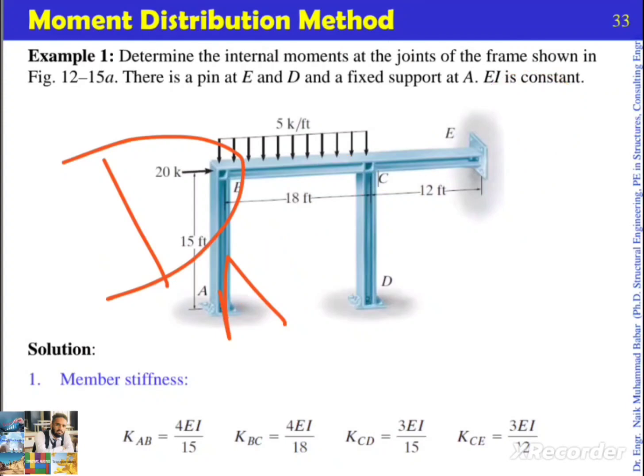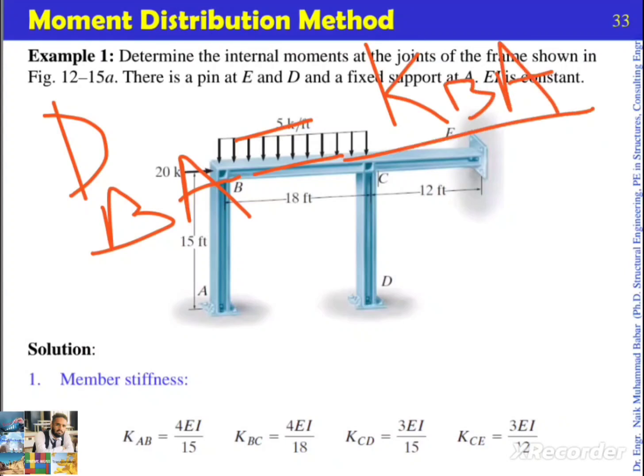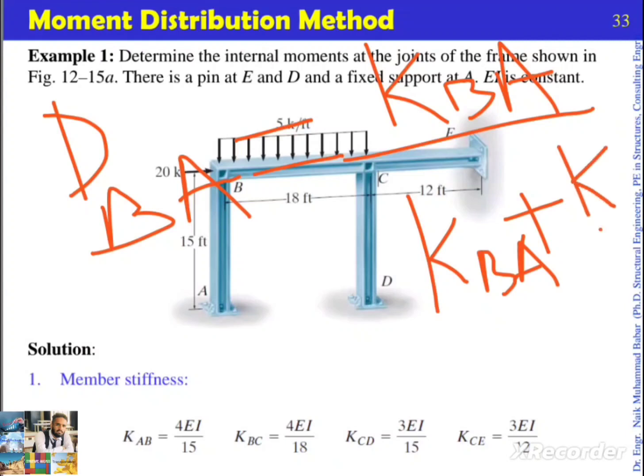Now we will calculate the distribution factor for BA. From the B side, what will be the distribution factor? The distribution factor for BA is equal to the stiffness of BA divided by the total stiffness at B, which means KBA plus KBC.